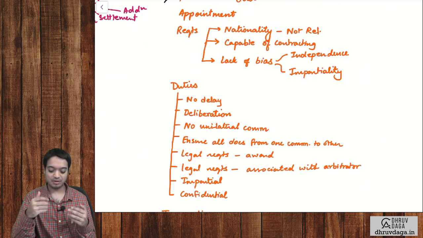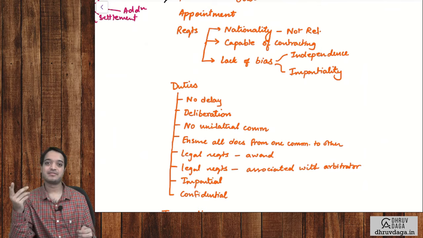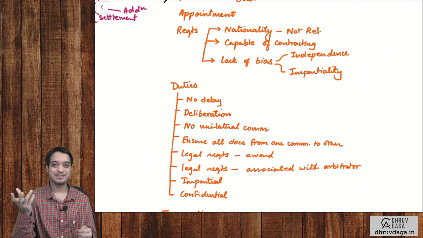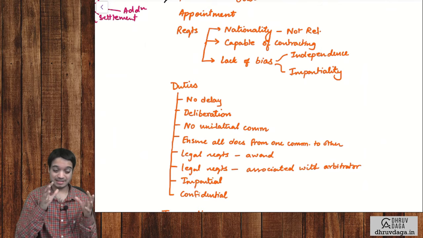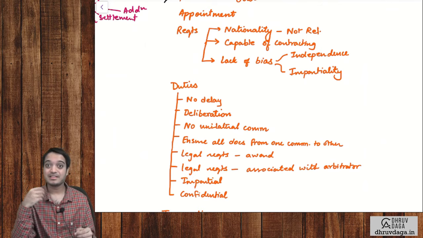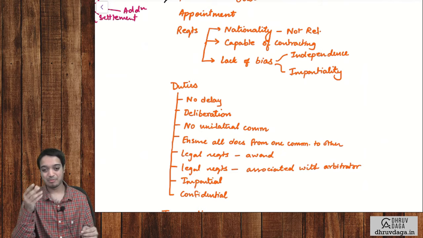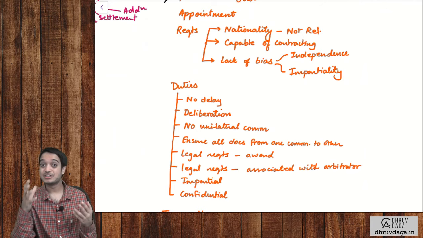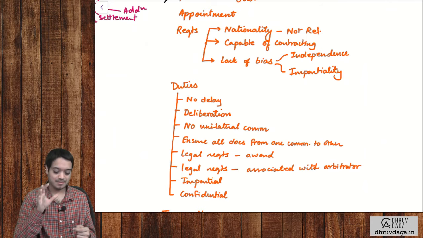Then, impartiality is the other form by which lack of bias needs to be proved. Impartiality is a state of mind. There is no relationship between these parties. There exists no relationship, but this arbitrator is more favoring. He is more favorable to the party. He generally gives this party a chance to speak and listens to their side more. So that is what impartiality means. So an arbitrator should be impartial.